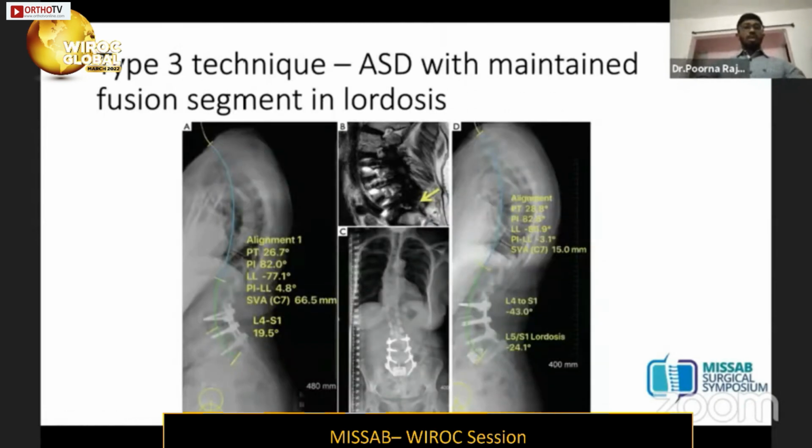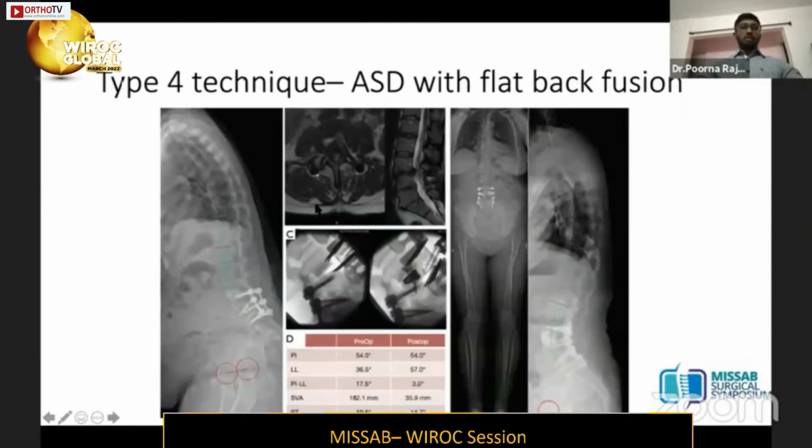And this one is an example of the type 3 technique described by them. So this is basically adjacent segment degeneration, with the already fused segment fused nicely in lordosis and good fusion across the segment. So they just want to extend the fusion. So they have extended the fusion.